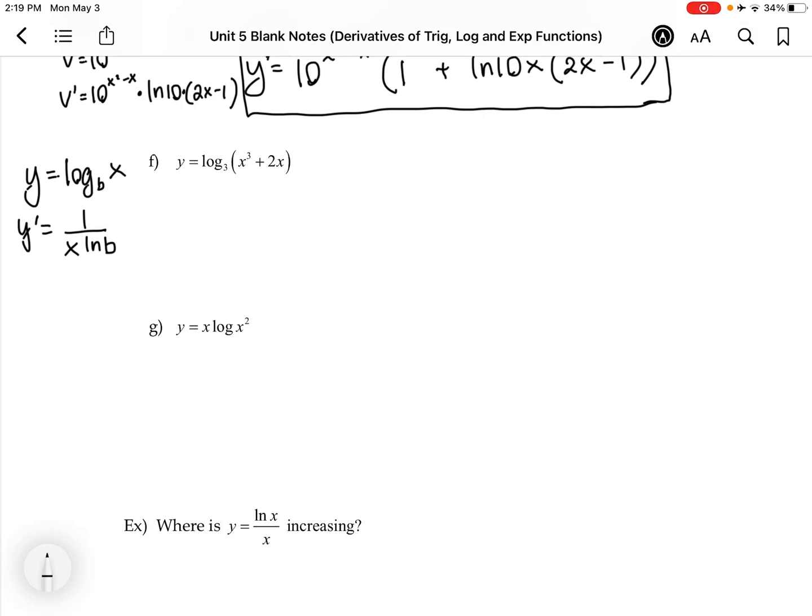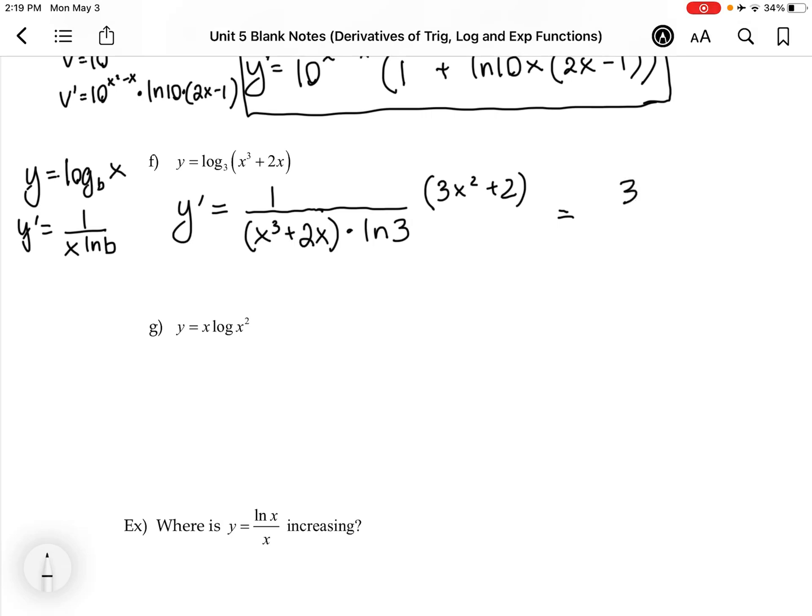Okay, and we have a chain rule in here, of course, as well. So y prime is going to be firstly 1 over whatever we're taking the log of, which is x cubed plus 2x, times ln of the base of the logarithm, which is 3, times the derivative of whatever we're taking the log of, which is 3x squared plus 2. And I can simplify that a bit. It's going to be 3x squared plus 2 over ln 3 times x cubed plus 2x.